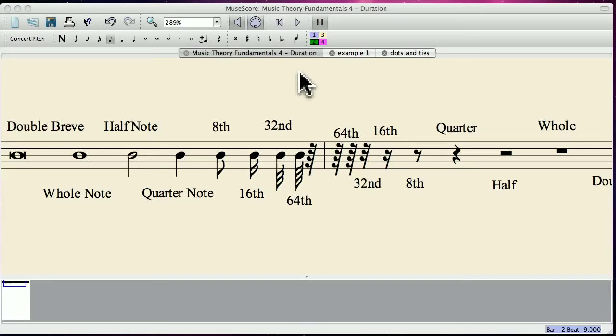Hi, and welcome back. We're going to be talking about duration today in our music theory fundamentals lesson number 4. In the same way that we talked about pitch in our last lesson, we're going to talk about duration. We need a way to notate or to show how long we want a certain note to last, and the way that we do that is by these durational values.